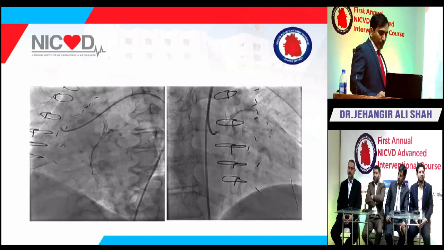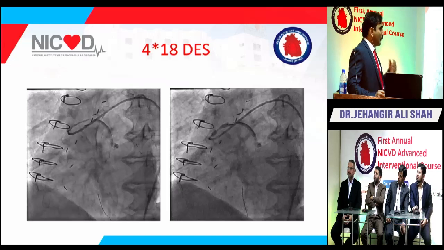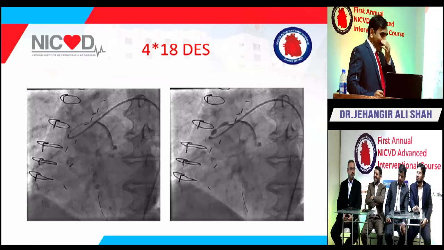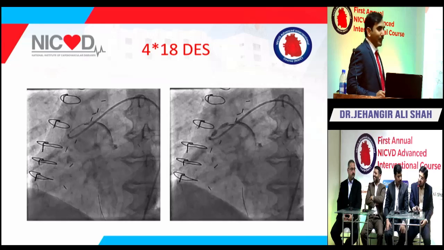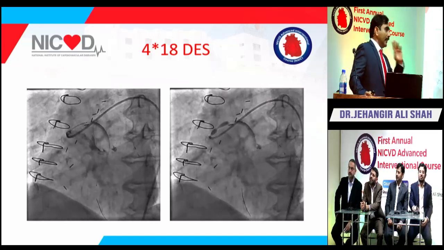Okay, so I chose a 4.0 by 18 stent, that was a drug-eluting stent, because we don't have a bare metal stent available in our cath lab. So what was your optimal view for placing the stent at the ostium? That was already seen during the angiogram.